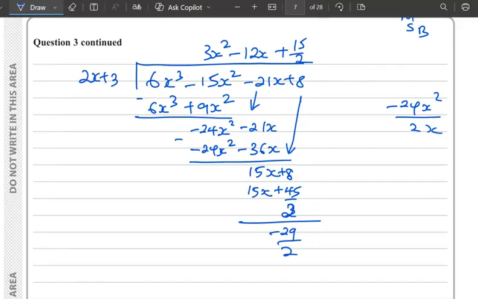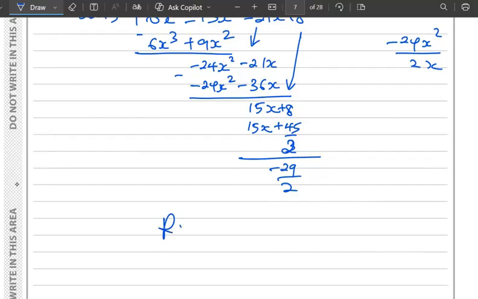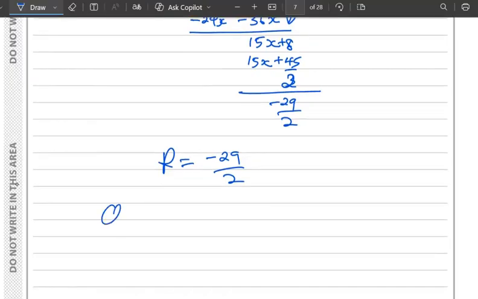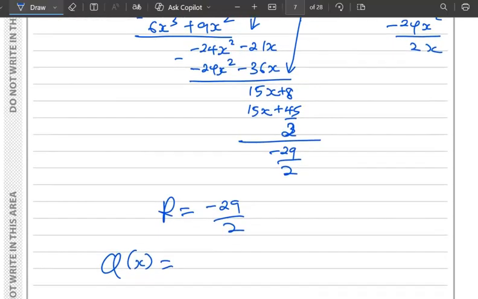And therefore our remainder in this case will be negative 29 over 2. And q of x will be equals to, we're getting this as 3x squared minus 12x plus 15 over 2. So this one is your solution for question 3.